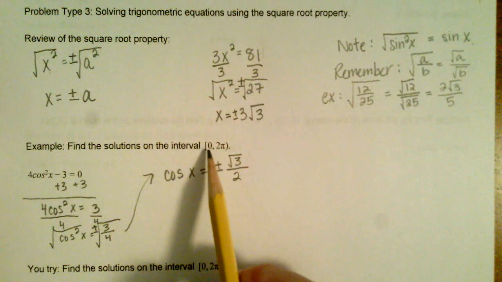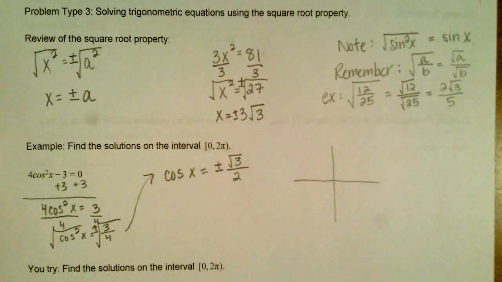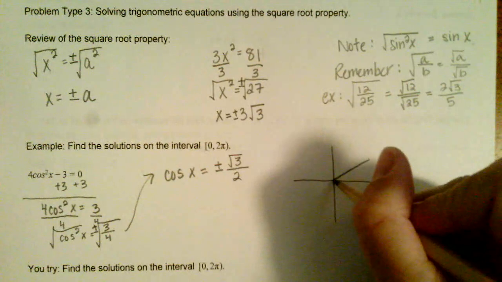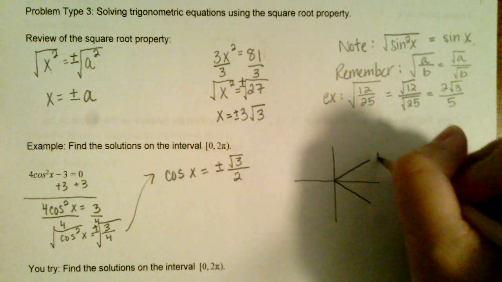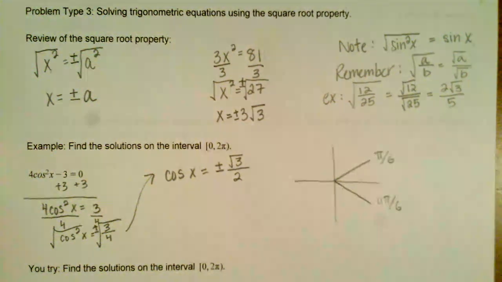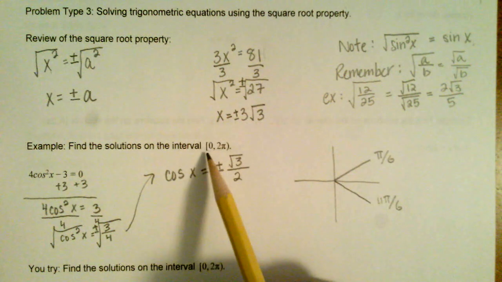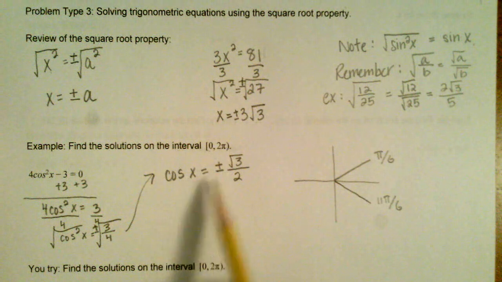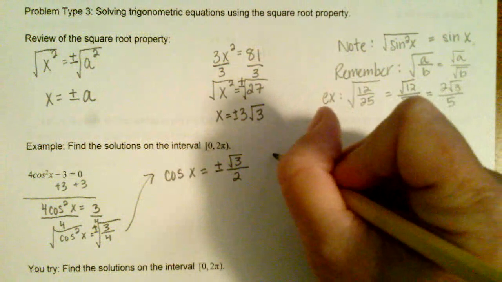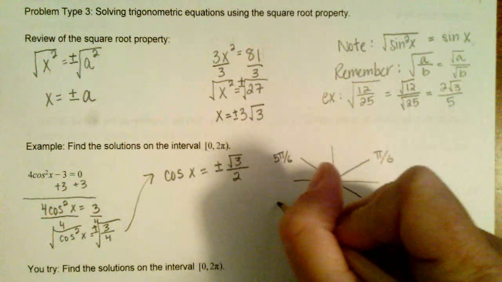And my interval is from 0 to 2 pi. So all I need to do is think about my unit circle and think about my angles that have a cosine of positive square root of 3 over 2, which will be my pi over 6 and 11 pi over 6. And again, I am not going to do negative pi over 6 because that's outside of my interval. Okay, and then where my cosine is negative square root of 3 over 2 is over here at 5 pi over 6 and at 7 pi over 6.